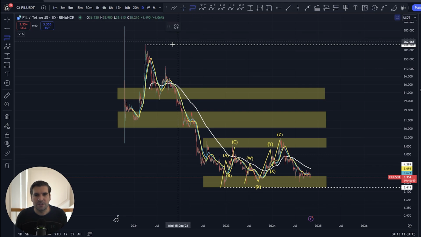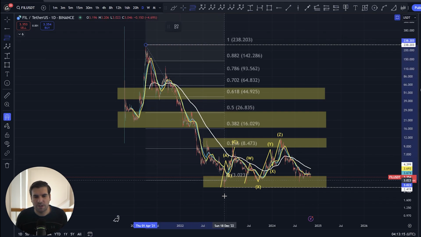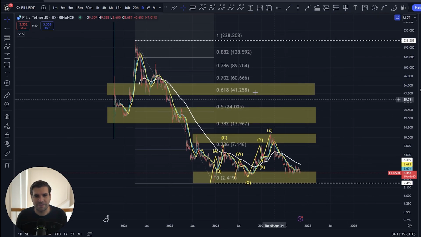So let's go ahead and use the Fibonacci retracement tool here to figure out what's going on. Okay, so as we think about price action, look at that.